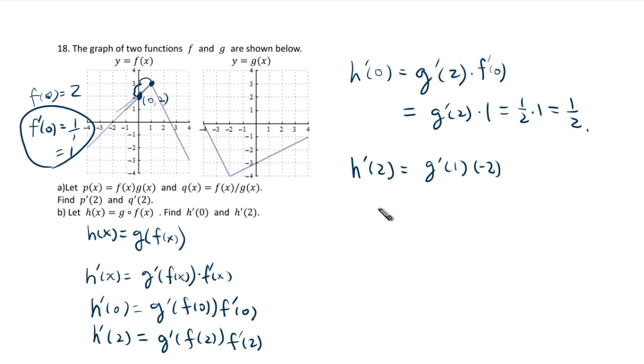And what is g prime of 1? We go back to g and look at g prime. It's right here. And this slope is the same as the slope at 2, right? So g prime of 2 is the same thing as g prime of 1 because g prime of 1 and g prime of 2 are on the same line. So it has the same slope. That means this will be 1/2 times negative 2, which will give you negative 1.